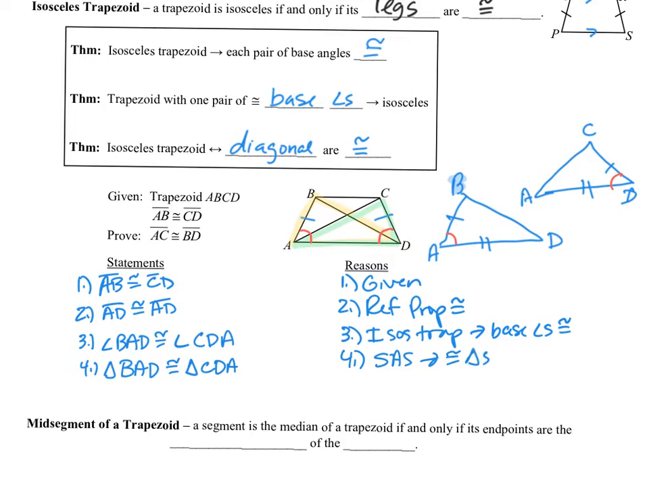Okay, so now that the triangles are congruent, notice that I'm trying to prove that AC, so that would be in the green triangle. So AC or CA in the green triangle is congruent to BD in the yellow triangle. So I can say in step 5 that segment AC is congruent to segment BD because they are corresponding parts of congruent triangles. So we'll justify that with CPCTC.